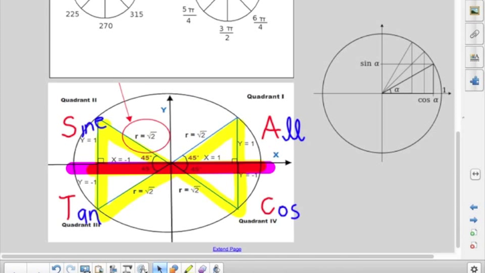Sign is positive in 1 and positive in 2. So you have to think in terms of all 4 quadrants, and you have to think where is it positive, where is it negative, not just in the first quadrant. You have to look at everything as a whole.